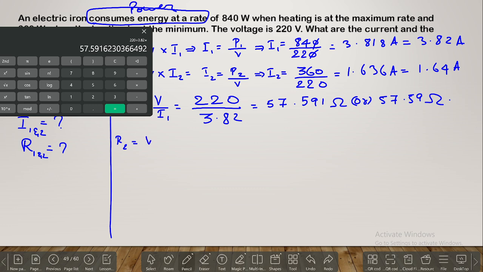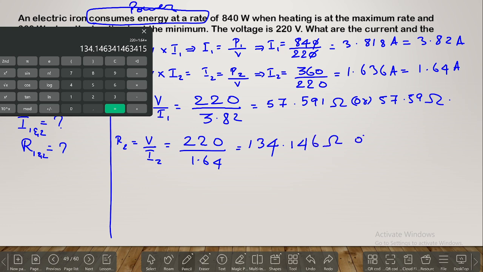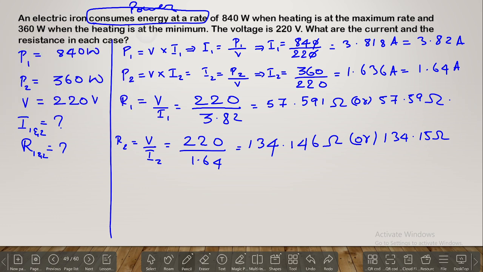Now we will calculate for the second case. R2 is equal to V by I2. V is going to be 220 and I2 is going to be 1.64. So 220 divided by 1.64 will be equal to 134.146 ohm, or we can write it as 134.15 ohm.